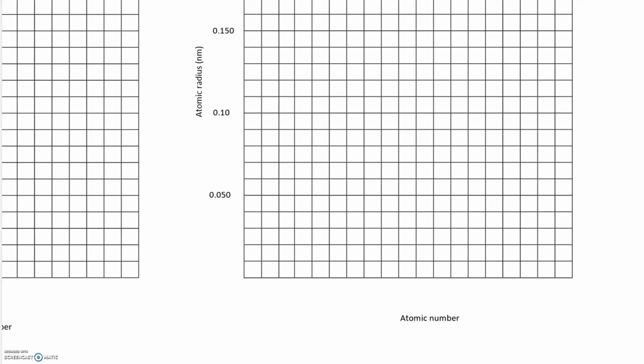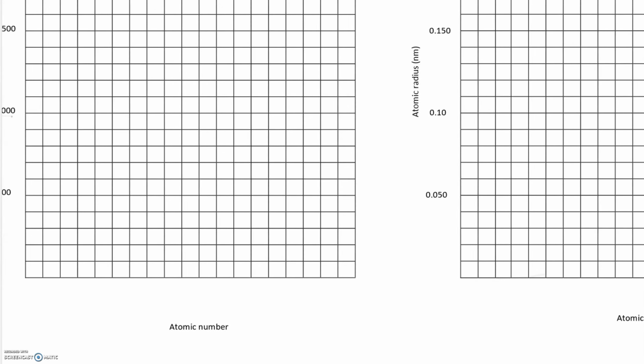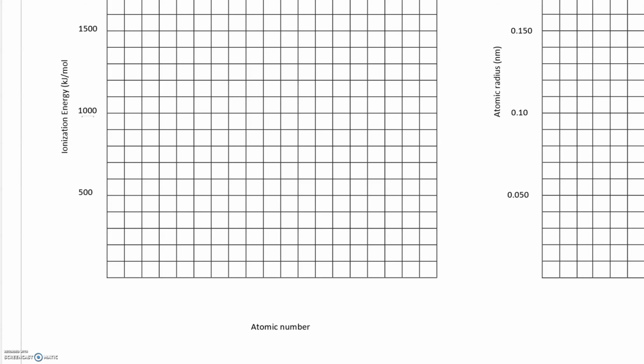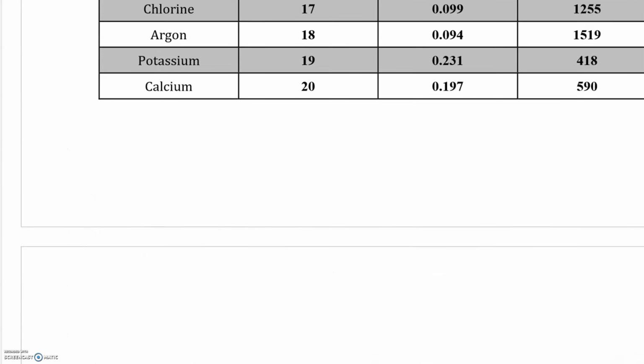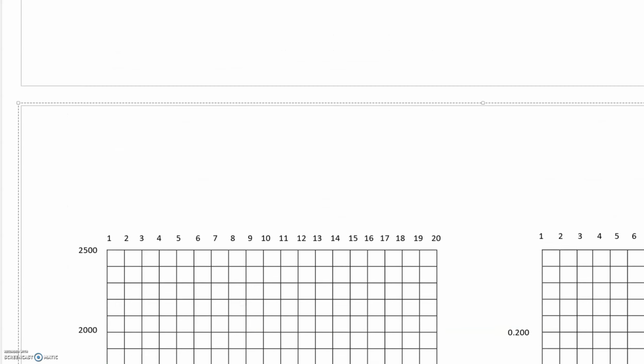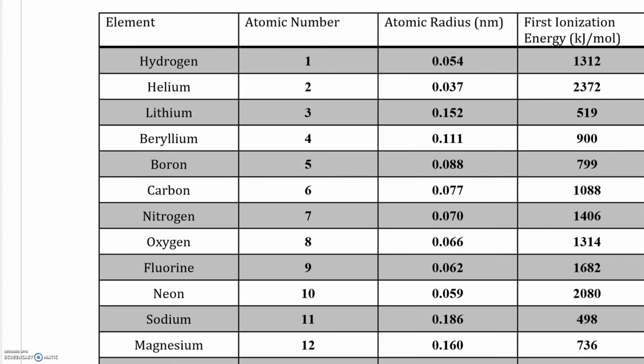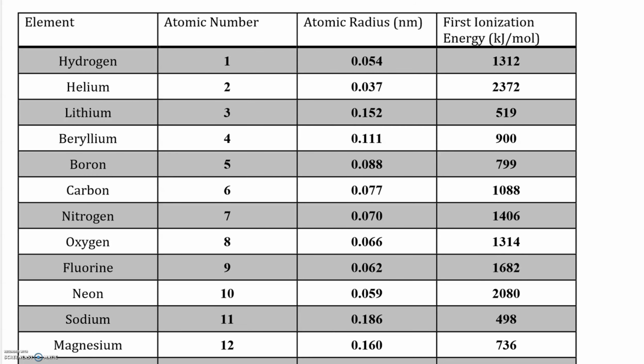A simple point graph is acceptable, but I think you'll find that what's going on with these data is much more obvious if you connect the dots. So, for example, let's say that I was looking at ionization energy and atomic number, and of course, atomic number on the bottom is 1, 2, 3, 4, and so on. And if I'm looking at ionization energy, up here it says that the first ionization energy for hydrogen with an atomic number of 1 is 1,312 kilojoules per mole.